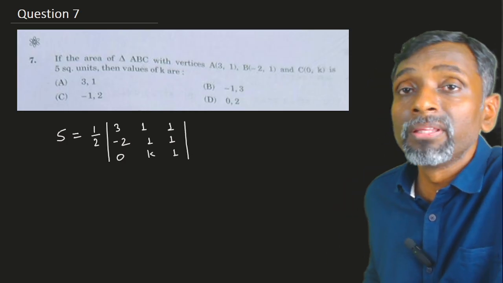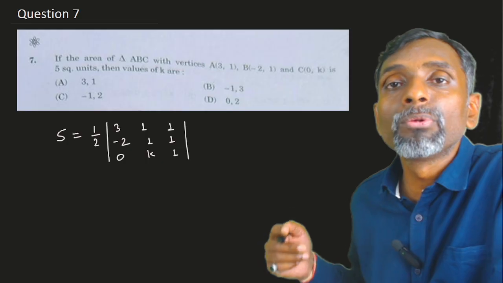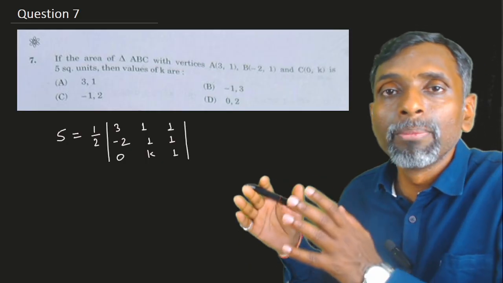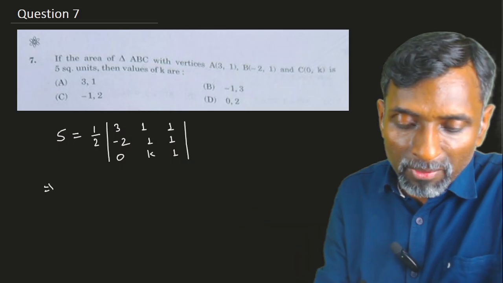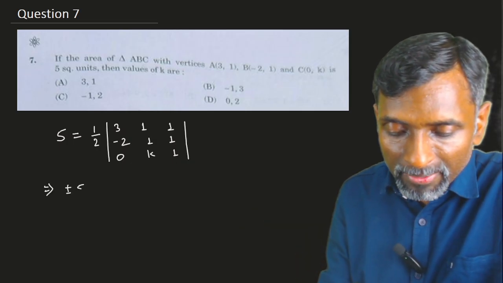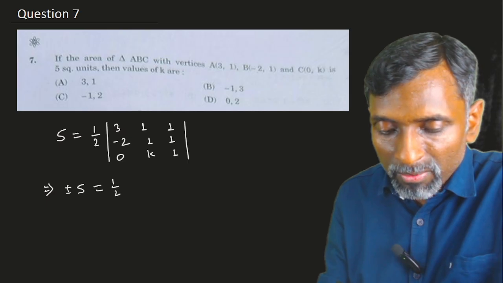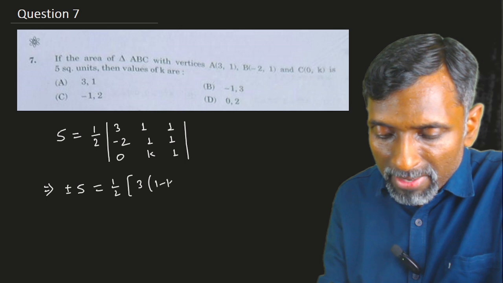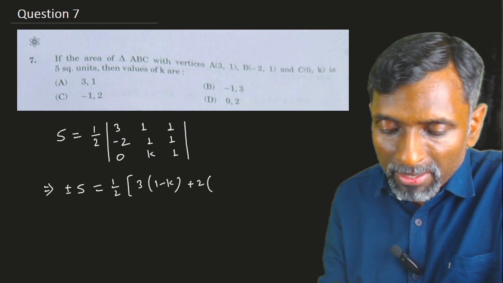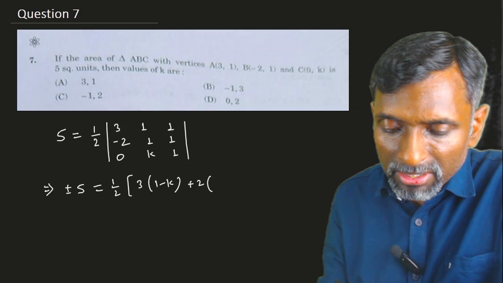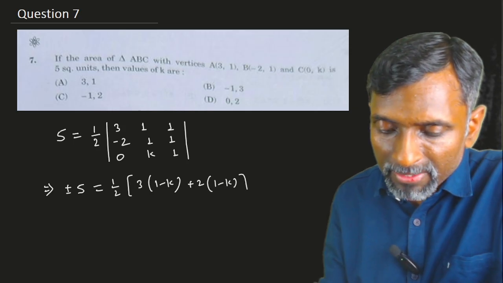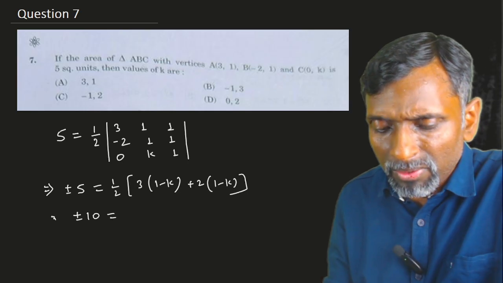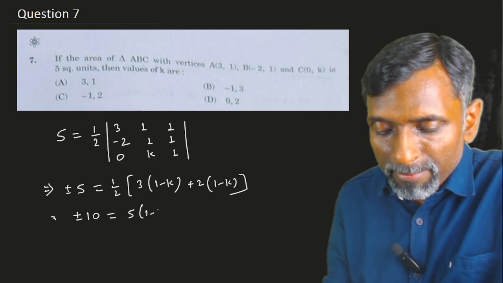But the most important thing, you can see in the options, we are getting two answers. The area of a triangle is always positive, so we can keep the modulus sign. If we eliminate the modulus, it should be plus minus on the other side. So plus minus 5 is equal to 1 by 2 multiplied by the determinant. We can expand it along the first column. It is 3 multiplied by 1 minus k, plus 2 multiplied by 1 minus k, right? After cross multiplying, we get plus minus 10 is equal to 3 plus 2, 5, times 1 minus k.